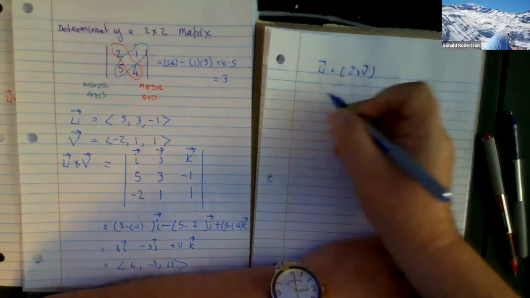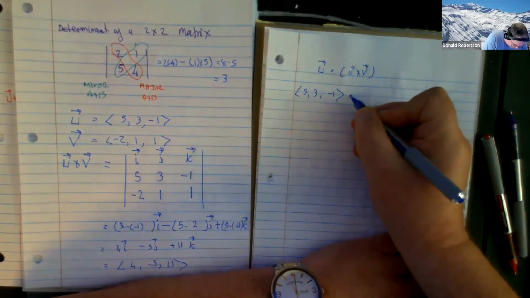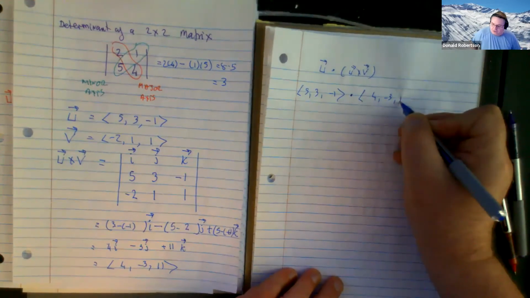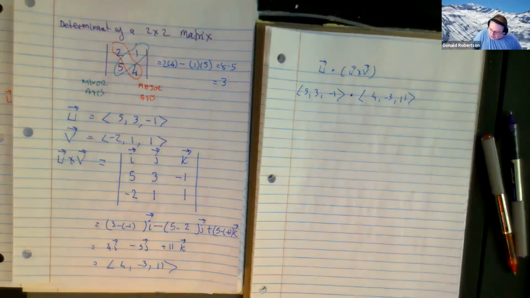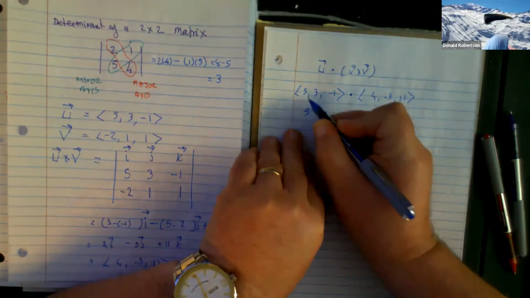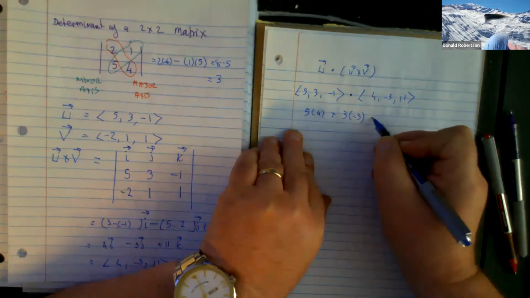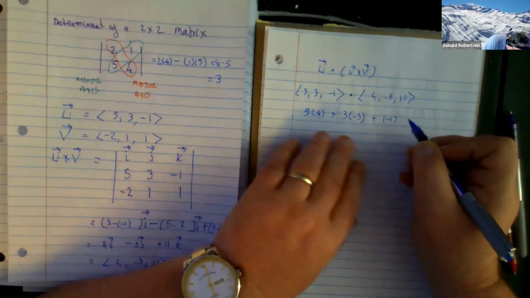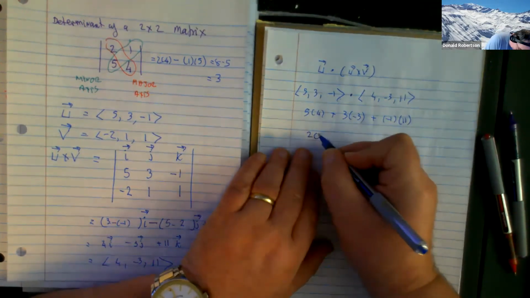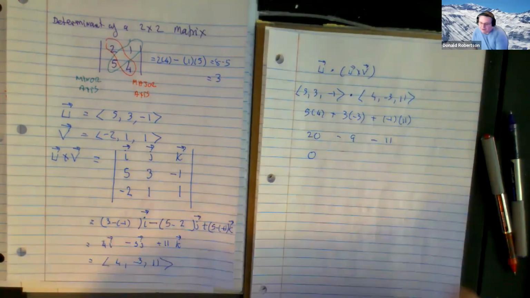U is going to be 5, 3, -1. Dot product 4, -3, 11. Now, if this doesn't work, it's only because I screwed up in my calculations and nobody caught it. Right? So 5 times 4 plus 3 times -3 plus -1 times 11. And 20, take away 9, take away 11. Am I good or am I good?